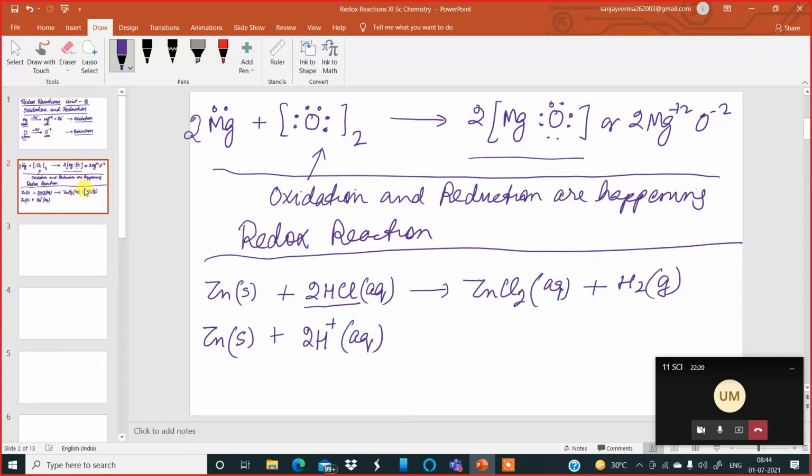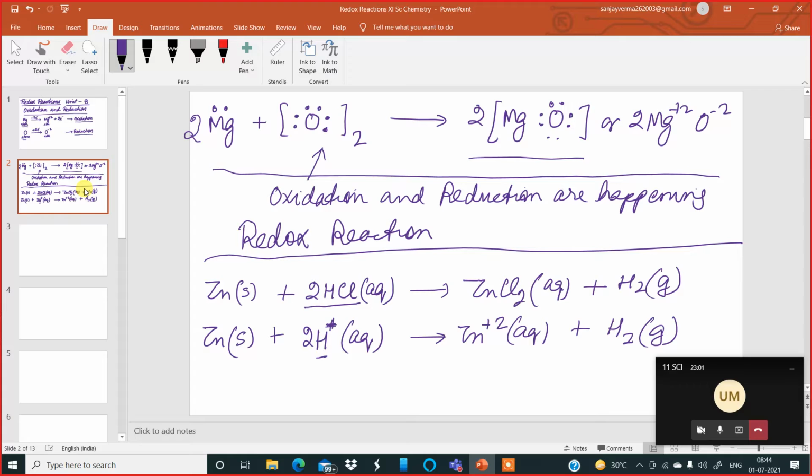Are you getting it? Two hydrogen ions in aqueous solution. These two hydrogen ions, H plus, means they are short of one electron each. One hydrogen ion is short of one electron, so two will be short of two electrons. This zinc, its oxidation number, its valence is plus 2. It has two electrons in its valence shell, so it is going to give one electron each to these two hydrogen ions. That is how after losing two electrons, this zinc metal becomes zinc ion in solution, and the hydrogen ions gain electrons and combine among themselves to form hydrogen gas.